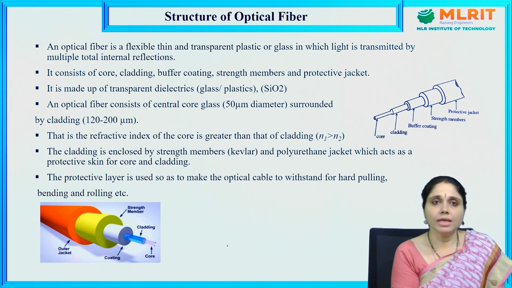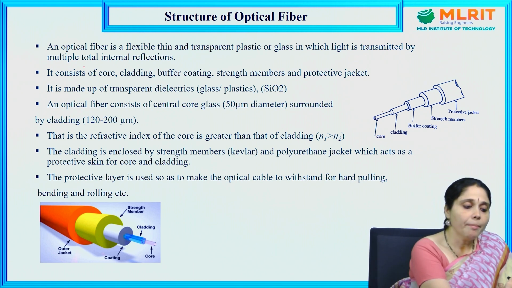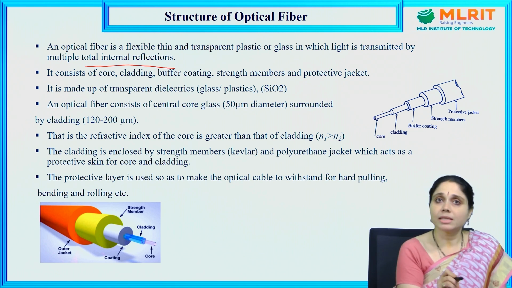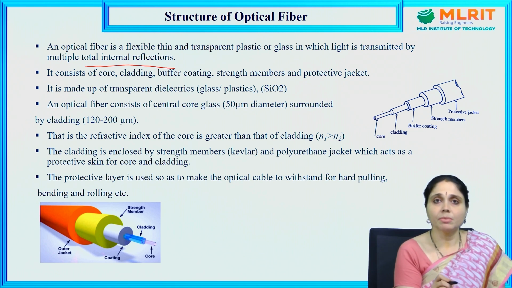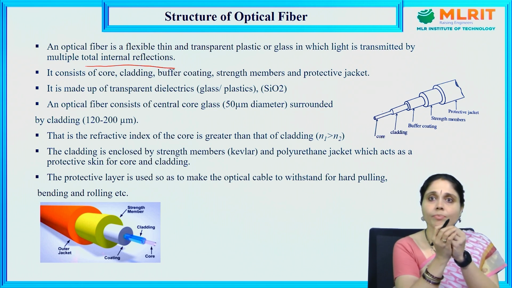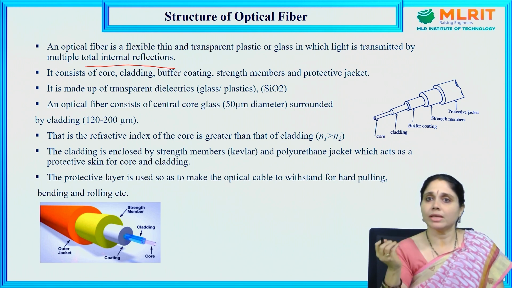Now, what is an optical fiber? Let us go with the structure of an optical fiber. The structure of an optical fiber consists of 5 major parts. An optical fiber is a flexible, thin, transparent plastic or glass in which light is transmitted by multiple total internal reflections, which is the principle of an optical fiber we shall learn afterwards. Flexible means even if we bend it like this, it will open in a wider range. That is the flexibility.